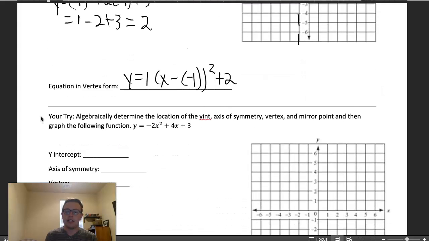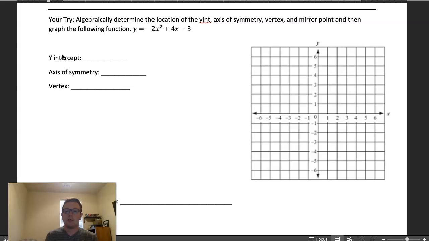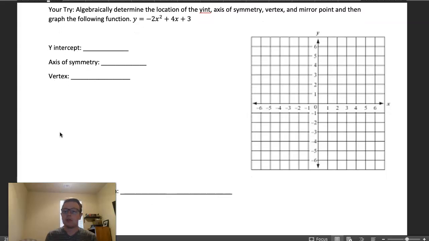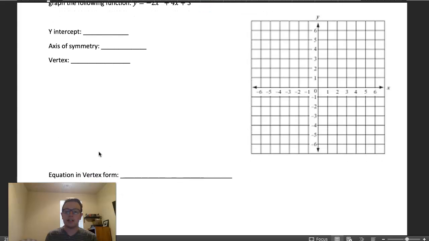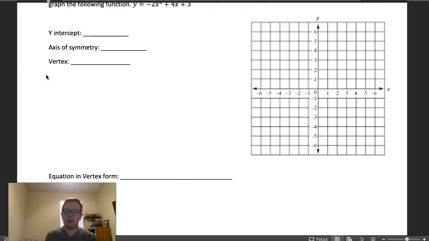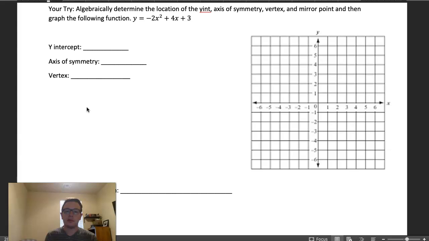Now you all go ahead and try this. What is our y-intercept? What's our axis of symmetry? What's our vertex going to be? And what's the equation going to be in vertex form? So when we're doing this, our y-intercept is going to be c, or our y-intercept is going to be the point 0, 3. Let's go ahead and throw that onto our graphs again.